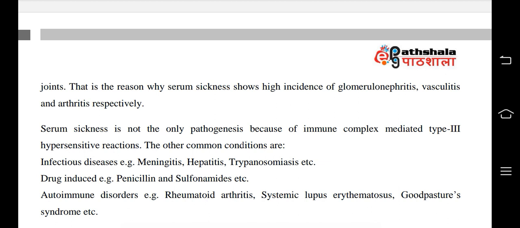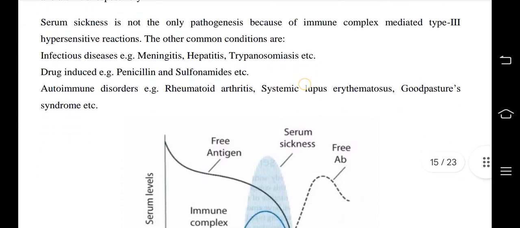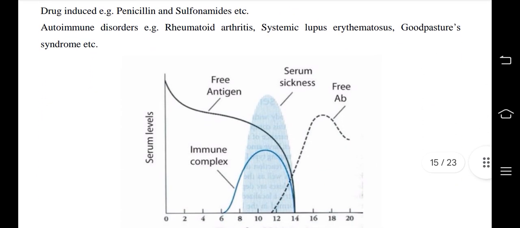In case of immune complex mediated type 3 hypersensitive reactions, other common conditions are infectious diseases like meningitis, hepatitis, trypanosomiasis, etc. Then drug-induced, such as penicillin and sulfonamides. Autoimmune disorders like rheumatoid arthritis, systemic lupus erythematosus, Goodpasture's syndrome. I'm not sure about the pronunciation.